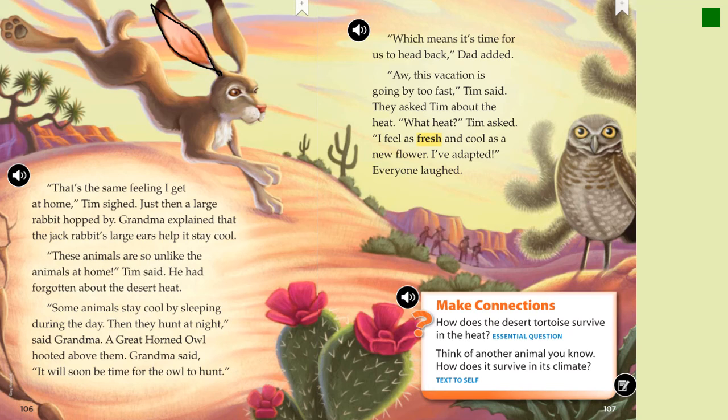Maybe they laughed because Tim, at the beginning of the story, was unhappy because he had to go to Nevada for his vacation. But at the end of the story, we read that Tim was happy and interested in the desert and its animals.